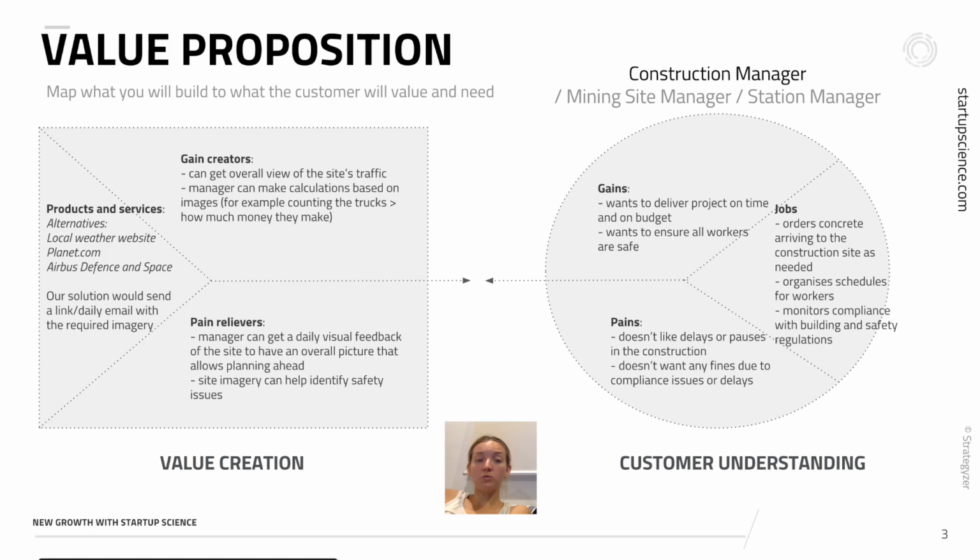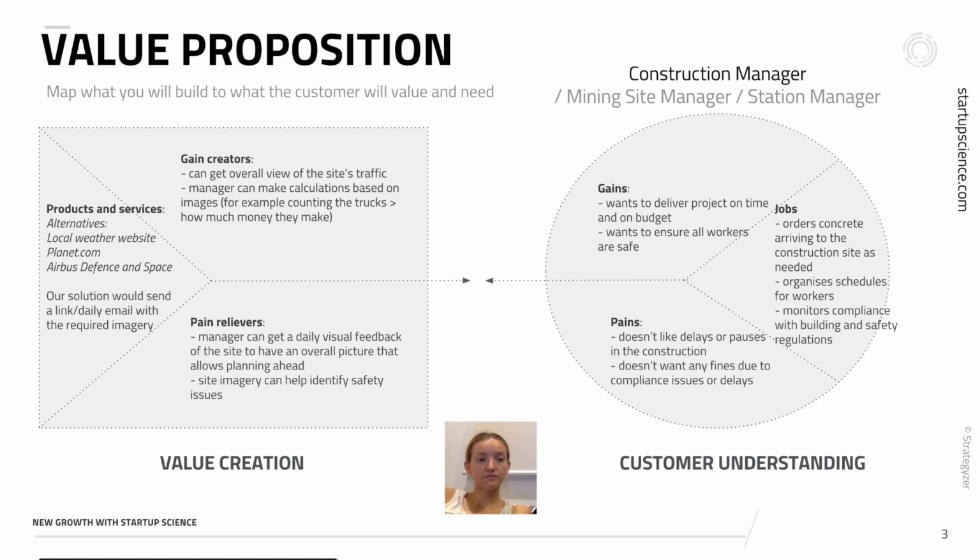And he doesn't like any delays in his job because it costs time and money, and he doesn't want any fines due to issues or delays. Our solution would be something like a daily satellite image, and this would allow him to get an overall view of the site and identify any issues, make calculations based on the images. This would also help him to get daily visual feedback and see any safety issues, and allow him to plan ahead with schedules and planning needs and resources.